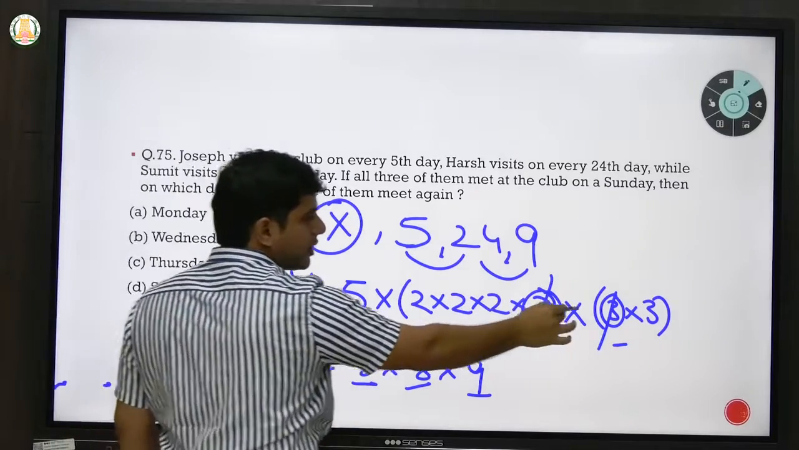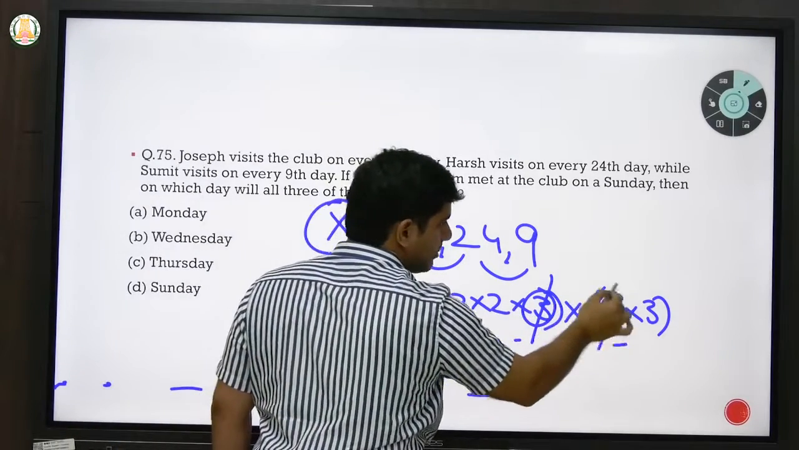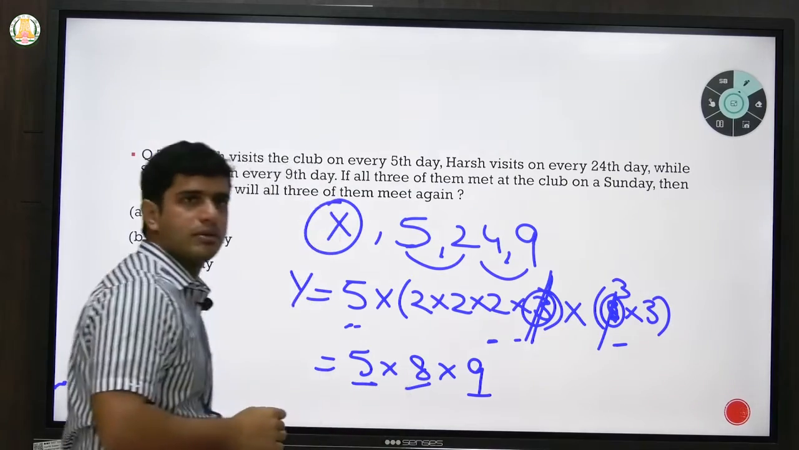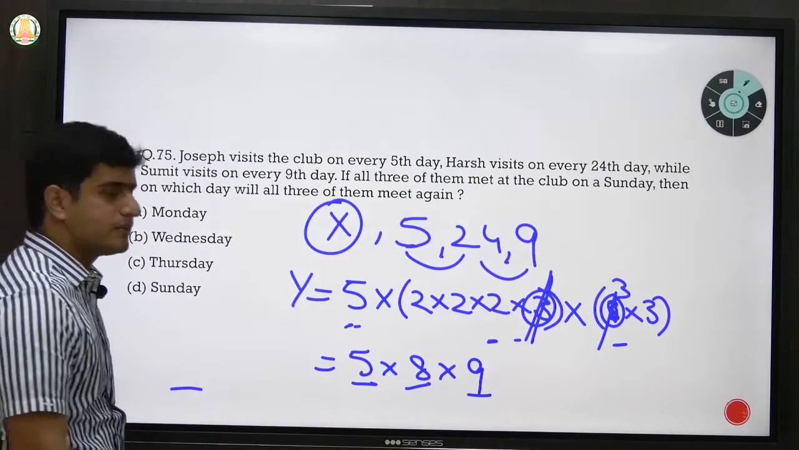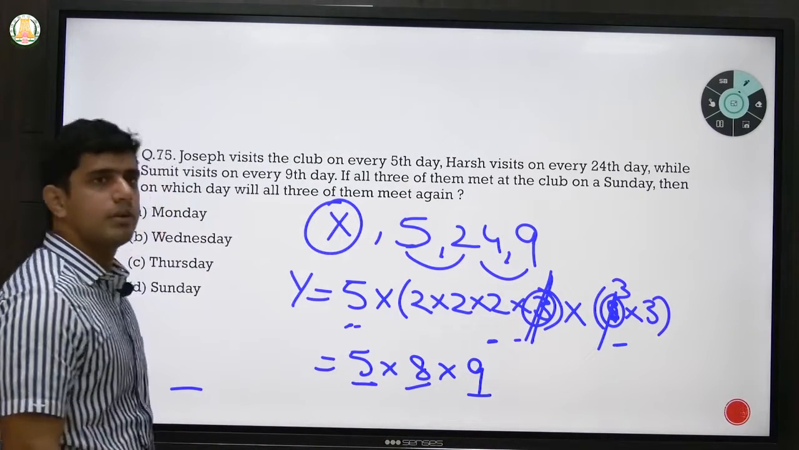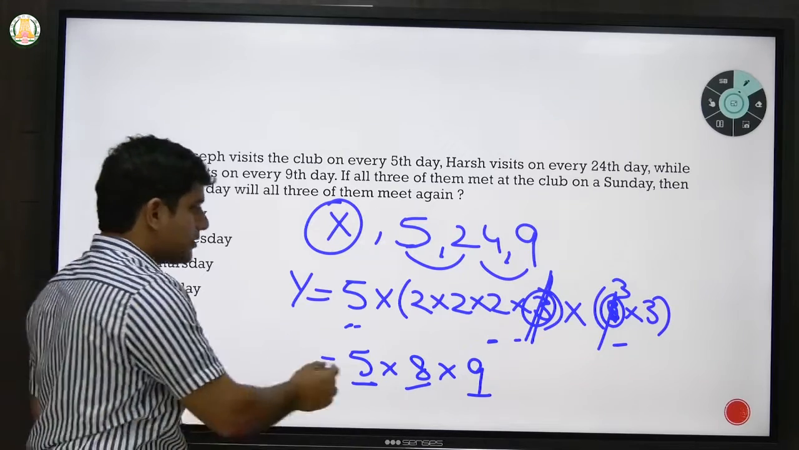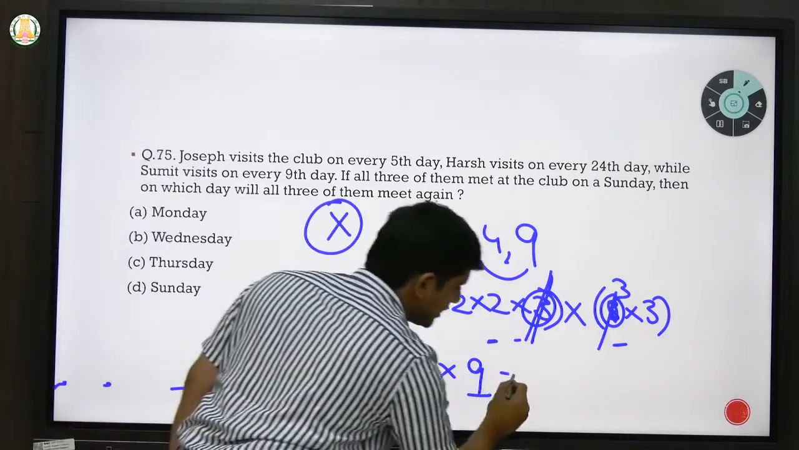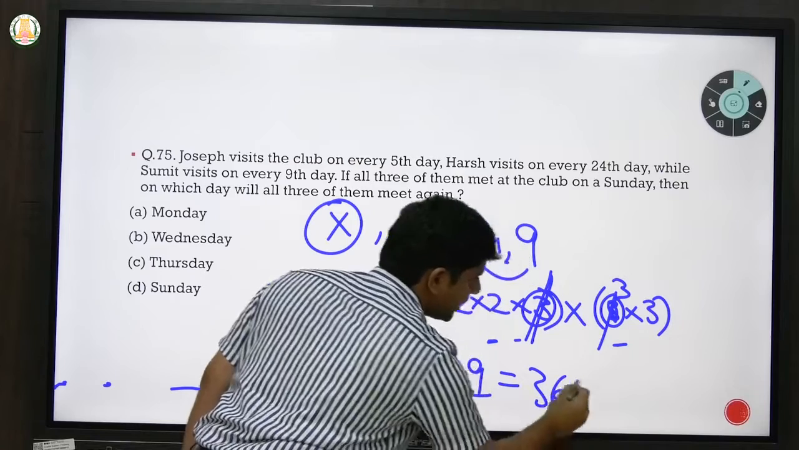But be careful to remove it only once. Like here it should still be 3 only. Only here you can remove it. Any one you can remove. Once you've got such a number, this becomes 360, which is 5 into 8 into 9.